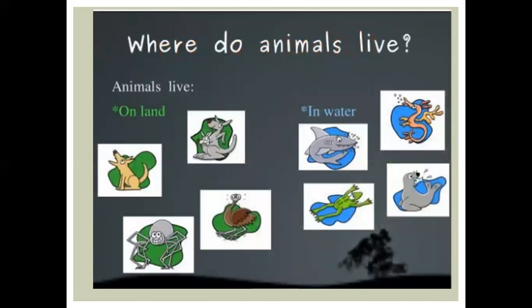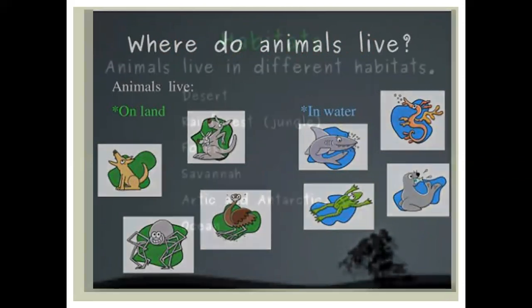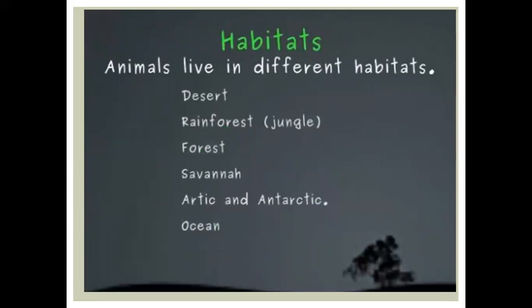We are going to discuss two types of animals: animals that live on the land and animals that live in water. On land we have dog, spider, hen, kangaroo, ostrich. In water we have seahorse, dolphin, frog, etc. When we talk about land animals and habitats, animals live in different habitats. We have desert, rainforest, forest, savanna, arctic, and oceans.